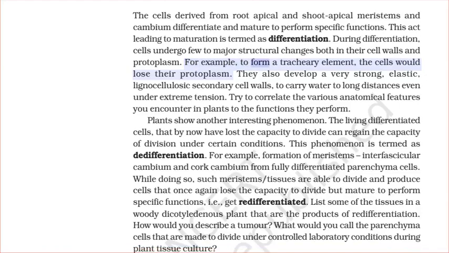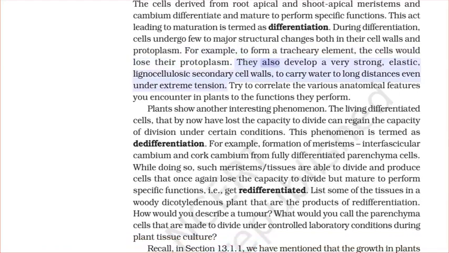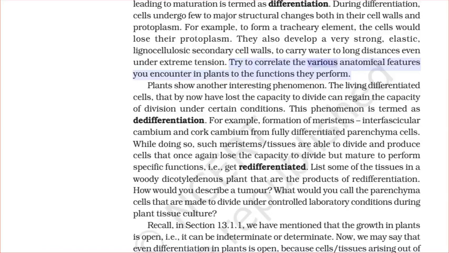For example, to form a tracheary element, the cells would lose their protoplasm. They also develop a very strong elastic lignocellulosic secondary cell walls to carry water to long distances even under extreme tension. Try to correlate the various anatomical features you encounter in plants to the functions they perform.